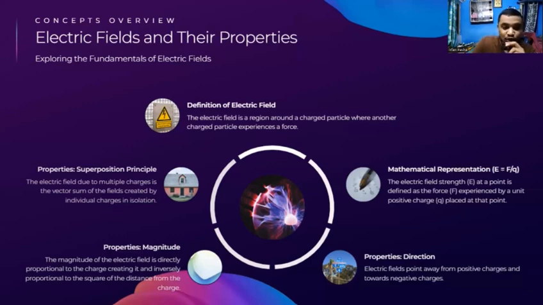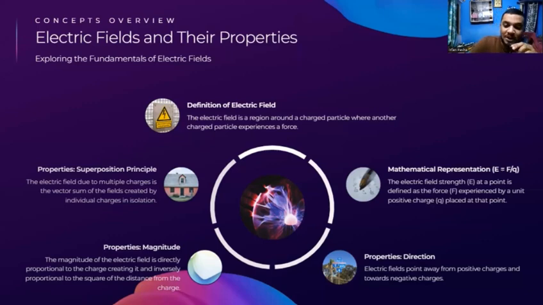On to the properties. Superposition principle. Superposition principle is one of the important properties of charges. The electric field due to multiple charges is the vector sum of the fields created by the individual charges. There are many charges, like consider hundreds of charges. The electric field is the vector sum created by every individual charge. One by one, the individual fields sum together to form the total electric field, right?